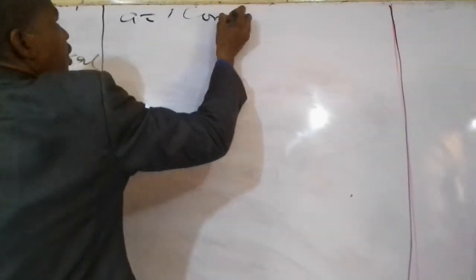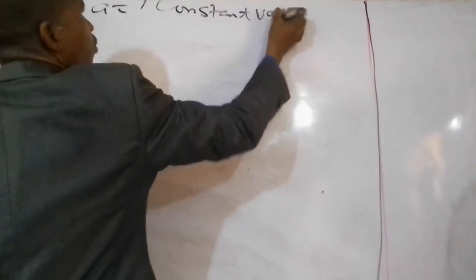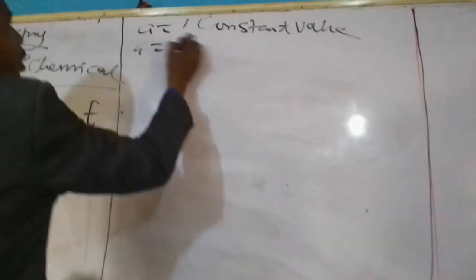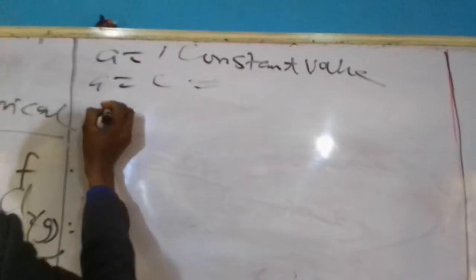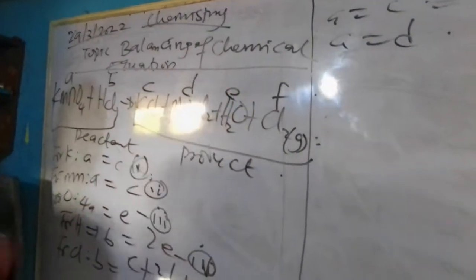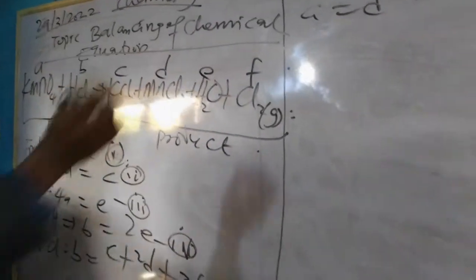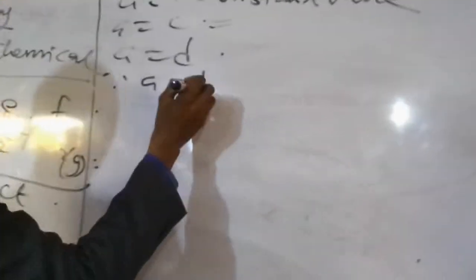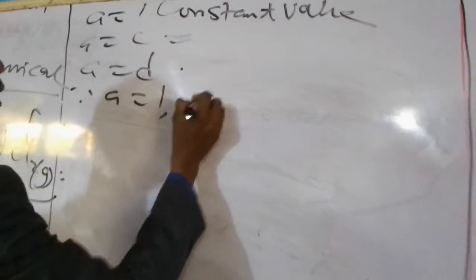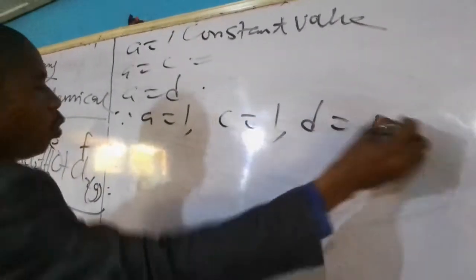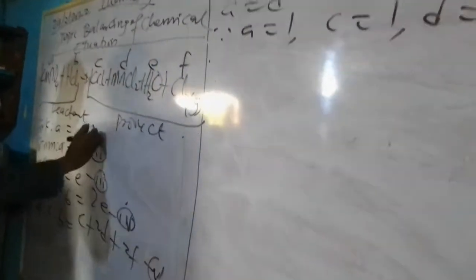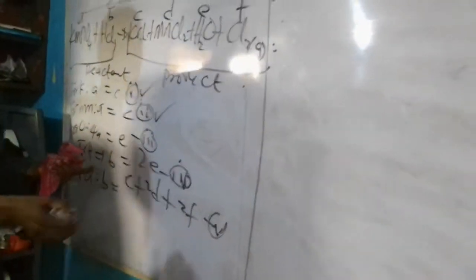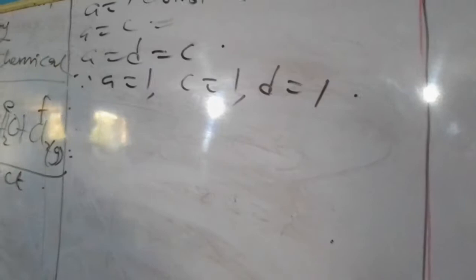Now we solve it simultaneously. A is a constant value. A equals 1 is a constant value. So A equals C. A equals C, that is also equal to D. Therefore, our A equals 1, our C equals 1, our D equals 1. So that means we have solved A equals C, which equals 1, 1, 1.